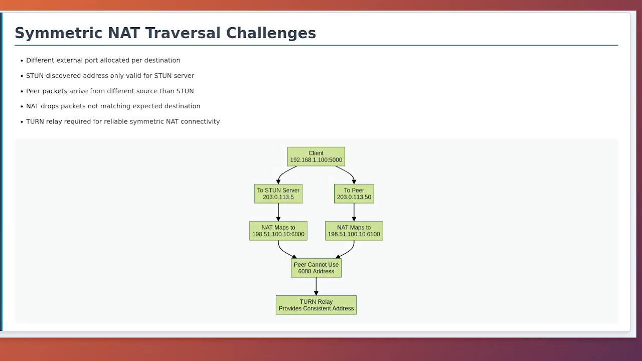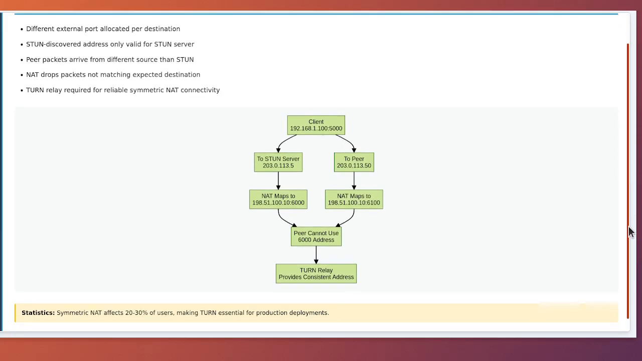Symmetric NAT Traversal Challenges. Symmetric NAT presents the most significant challenge for direct peer-to-peer connectivity, and understanding why requires looking at the fundamental behavior that makes symmetric NAT different from other NAT types. The key problem is that symmetric NAT does not provide predictable port mappings. Every time you send to a different destination, you get a different external port, making it impossible for peers to know what address to use when trying to reach you. This behavior breaks the assumptions that techniques like hole punching rely on.